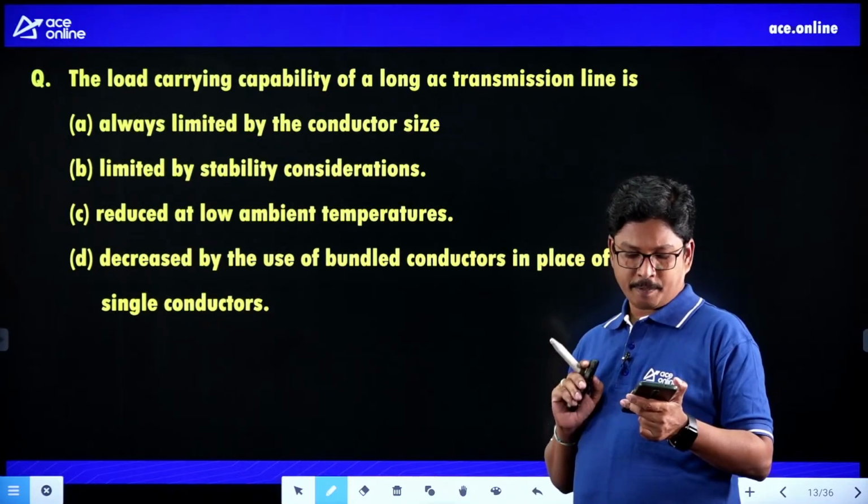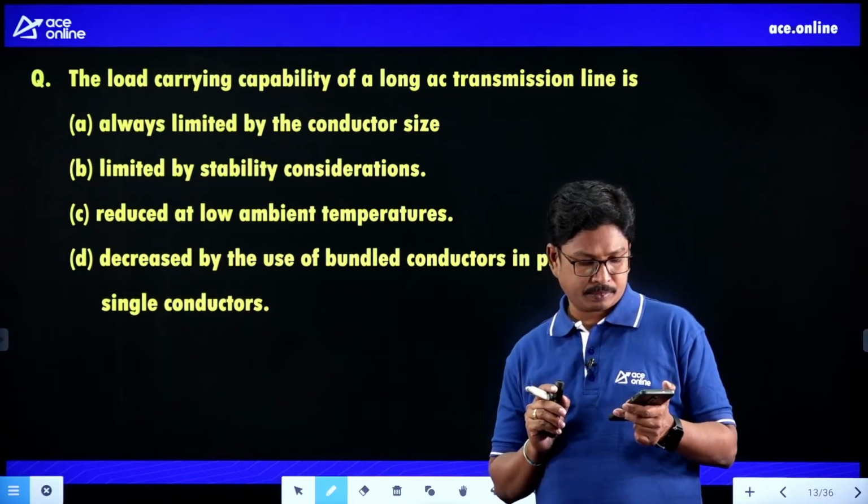Chudandamma, what is the answer? Very good, Arvind. Prem Sagar. Right.